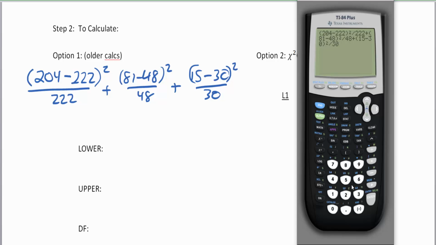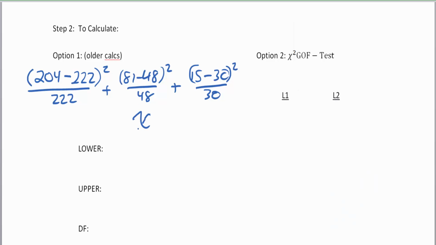Now I'm just going to double check and make sure I have all of the expected values where they should go. Okay, I hit enter, and my chi-square score is pretty big. This chi-square score is 31.65.